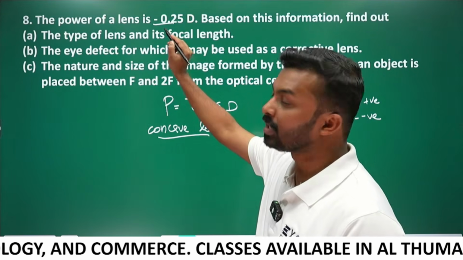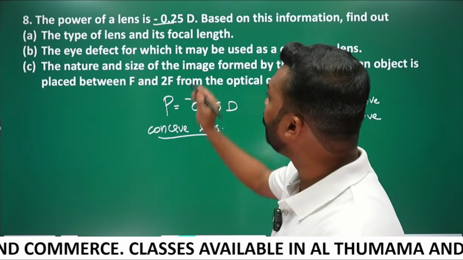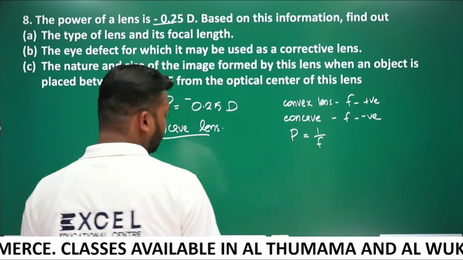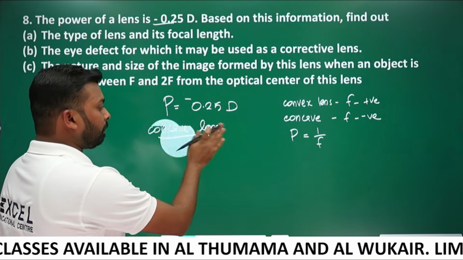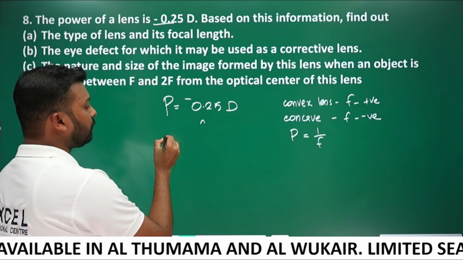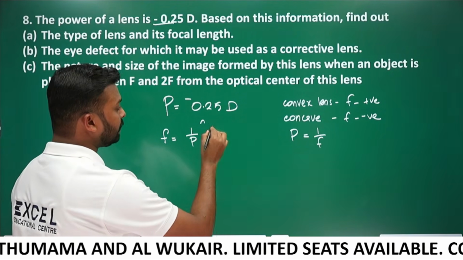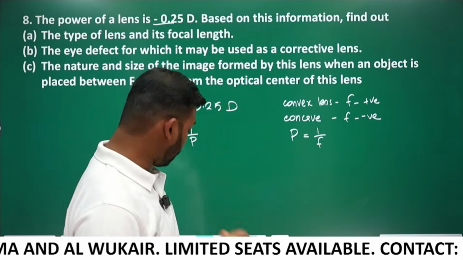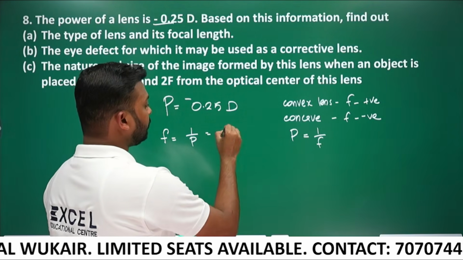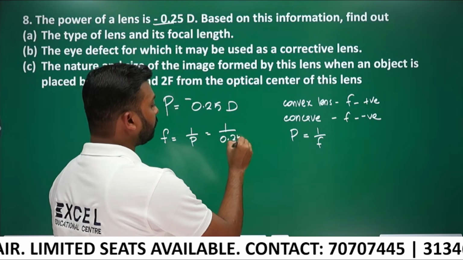If it was positive, it should be convex. Clear? Now focal length has to be found. What is focal length, people? What is the focal length? Focal length is to be found. Focal length is equal to 1 by P. So what is it? Power, say it is 0.25.